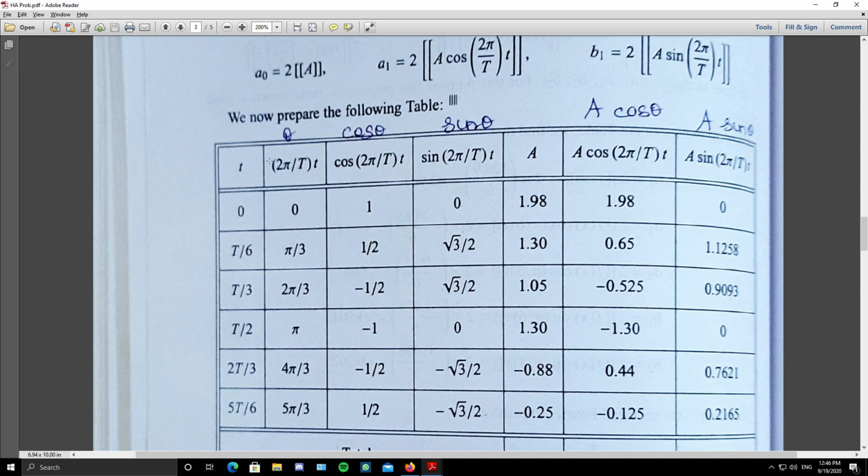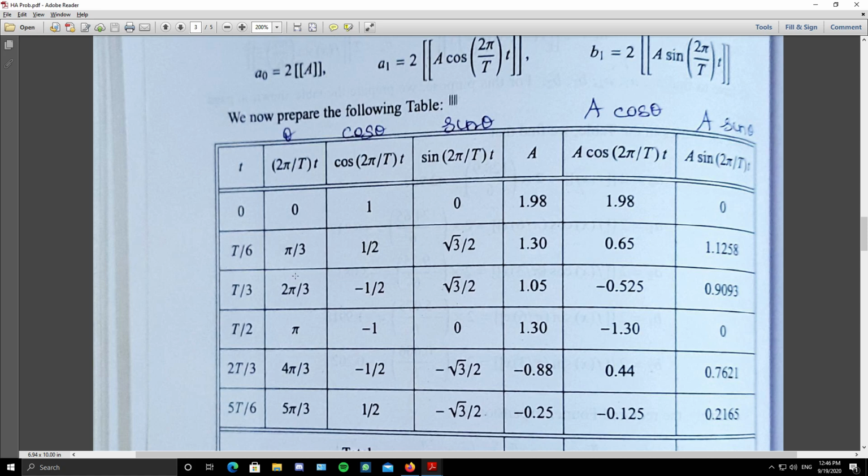I repeat, whenever you have 0 to L type, you should define the theta column. Theta is 2 pi by T into t. So 2 pi by capital T is a constant. 2 pi by capital T into 0 is 0. Into T by 6, pi by 3. Into T by 3, 2 pi by 3. Into T by 2, pi. Into 2T by 3, 4 pi by 3. Into 5T by 6, 5 pi by 3.